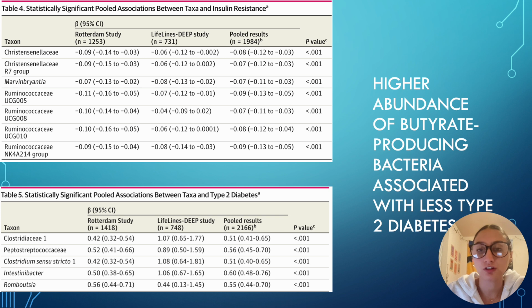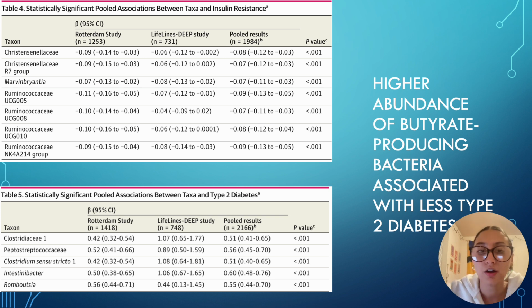Further analysis showed that specific taxa were closely associated with type 2 diabetes and HOMA-IR levels. A higher abundance of 7 taxa were associated with lower HOMA-IR levels, which can be seen in Table 4. Additionally, 5 other taxa were associated with less type 2 diabetes, and this can be seen in Table 5. All of the major bacteria that were found, all 12 of them, were butyrate-producing bacteria.